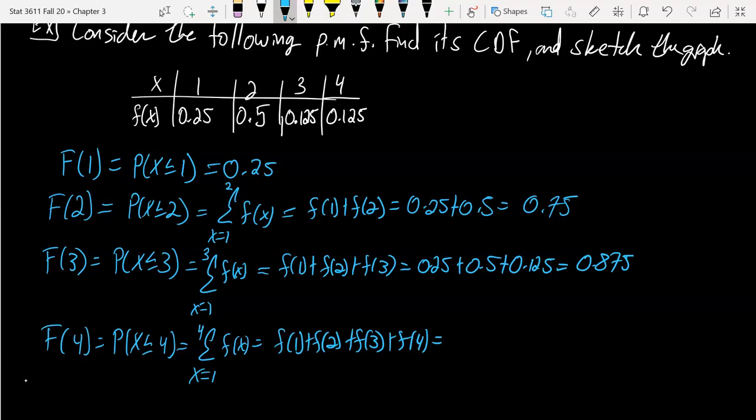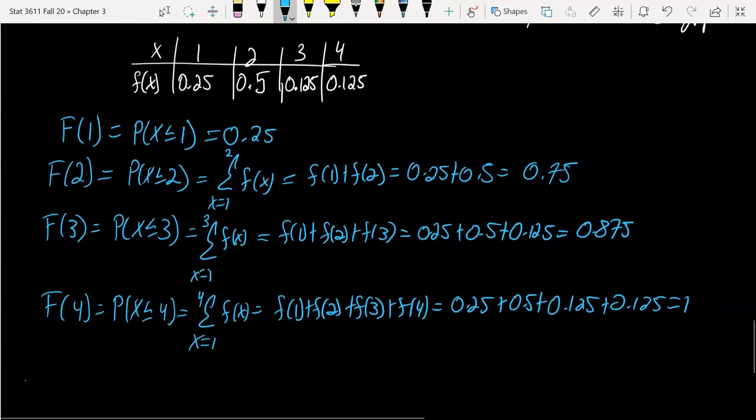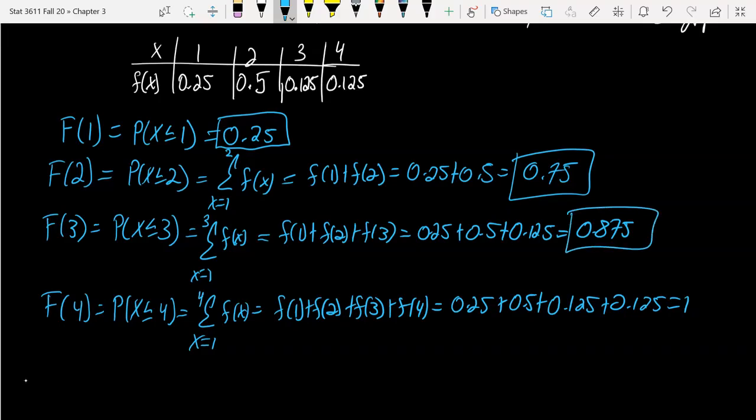A quarter plus a half plus an eighth plus an eighth is in fact equal to 1, which is a good sign when you get to the end of your probability mass function that your CDF value there is equal to 1. So these are all the individual values.